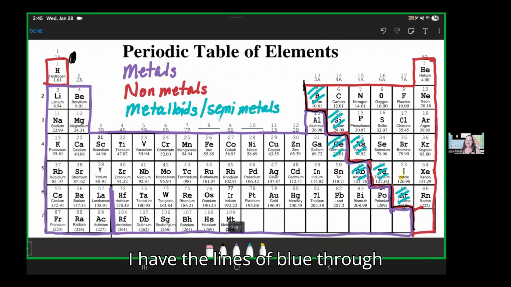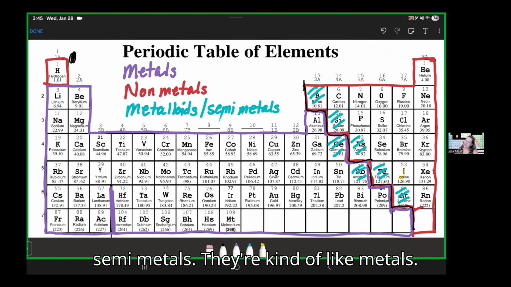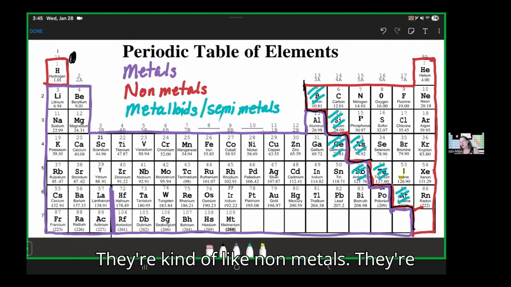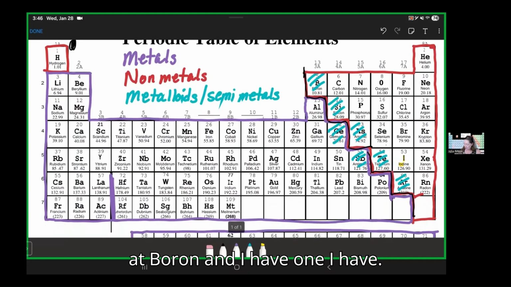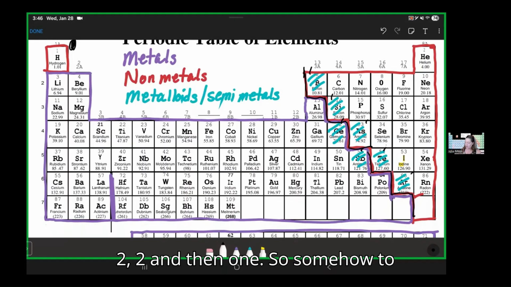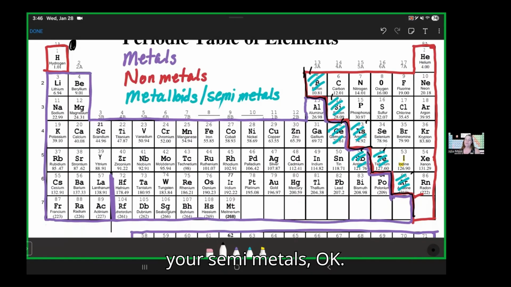And then the ones that I have the lines of blue through them, those are your metalloids, your semi-metals. They're kind of like metals, they're kind of like nonmetals. They're metalloids. And I just remember I start at boron and I have 1, 1, and then I straddle the line, 2, 2, and then 1. So somehow remember those are your metalloids, your semi-metals.